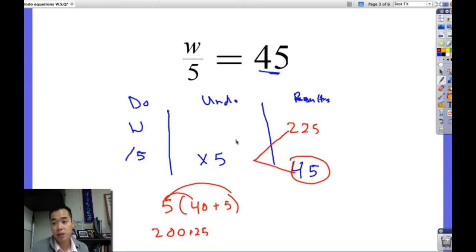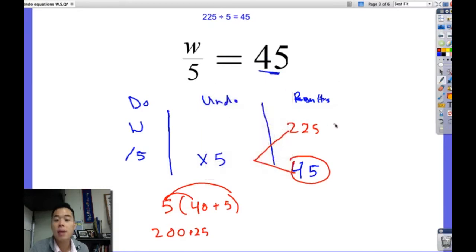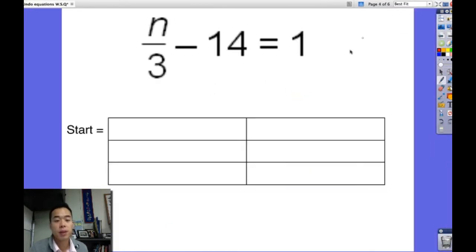You can always use your calculator to check your work as well. Let's do that real quick. I have a calculator right here. So 225 divided by 5 should equal 45. And we are good. And again, a one-step problem using the undo table.